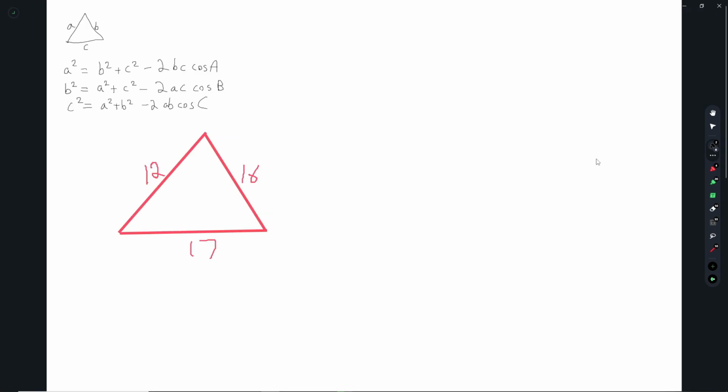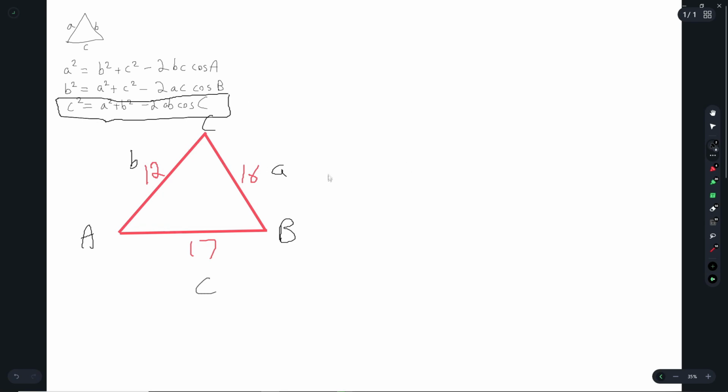Okay, let's solve our first example. So here they're asking us to find or solve the triangle. We have three sides, so we can use these laws here, the cosine laws. We can use any of the three, it doesn't really matter. We have to find one of these here. So let's label them first. So we have A, we have B, we have C, then this is A, this is B, this is C. So I want to find angle C, which is this one here. So I want to use this one.